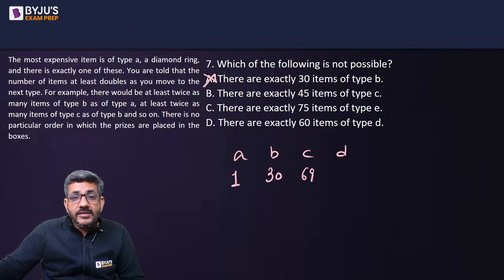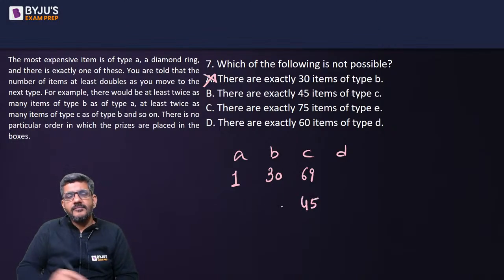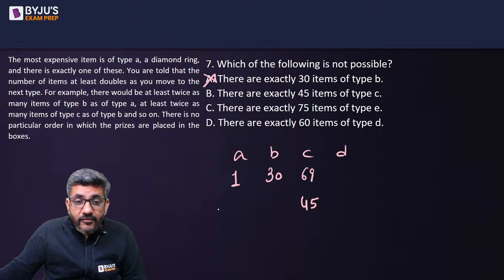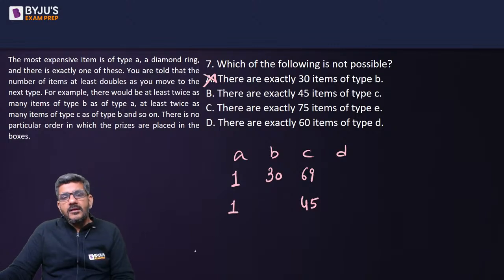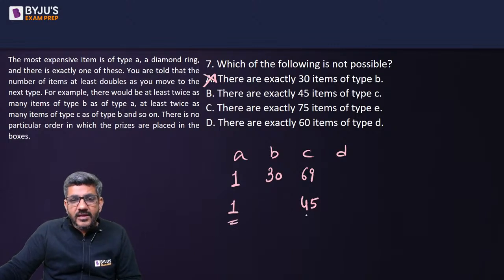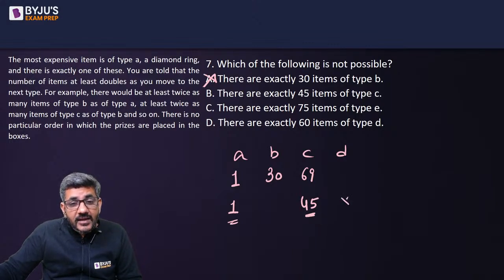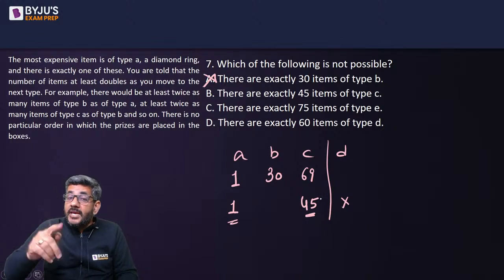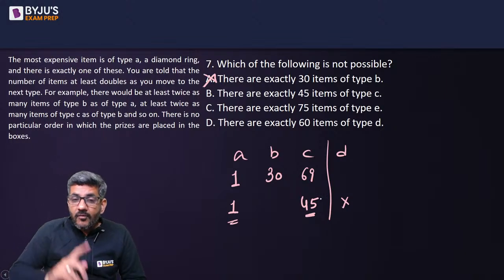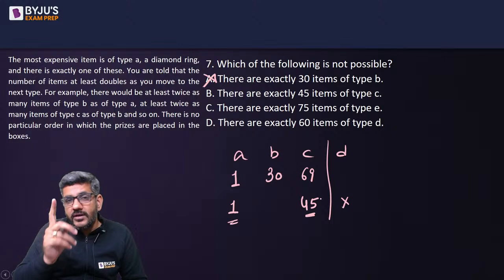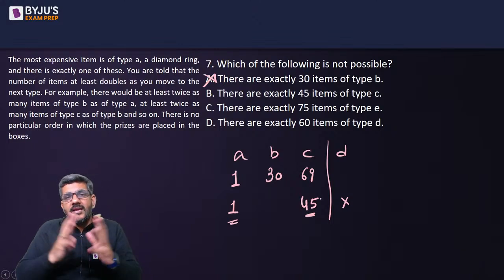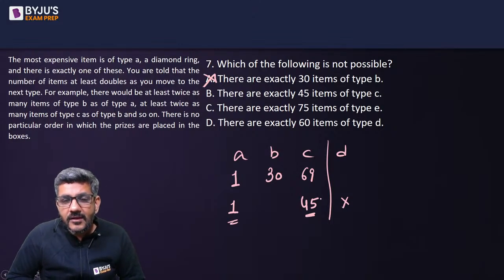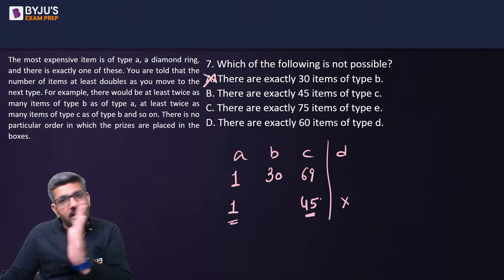Second, there are exactly 45 of type C. Can I take 45 here? ठीक है, अब इसकी बात आ रही है. ये 45 है, ये 1 है. Now the point is 1 plus 45 is 46. And I cannot have any article of further type because that should be minimum double of 45. अब 45 में अगर मैं डबल कर देता हूं तो डी 90 हो जाएंगे. टोटल तो 100 ही है मेरे पास. How can I take 90 of D? तो इसका मतलब इस C से आगे तो मैं जा नहीं सकता.